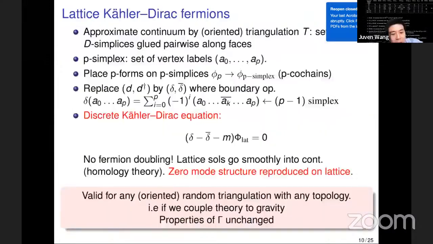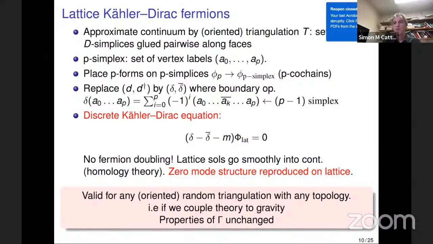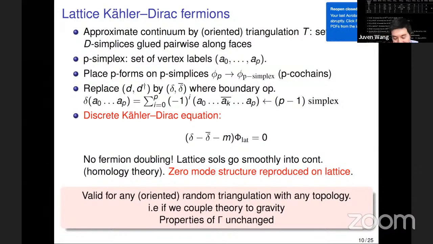Actually, sure. Another question. Can you comment about no fermion doubling here? What is the intuition so that there is no additional doubling? I haven't really read it. So, what is the intuition behind that? Whether we need to worry about fermion doubling?